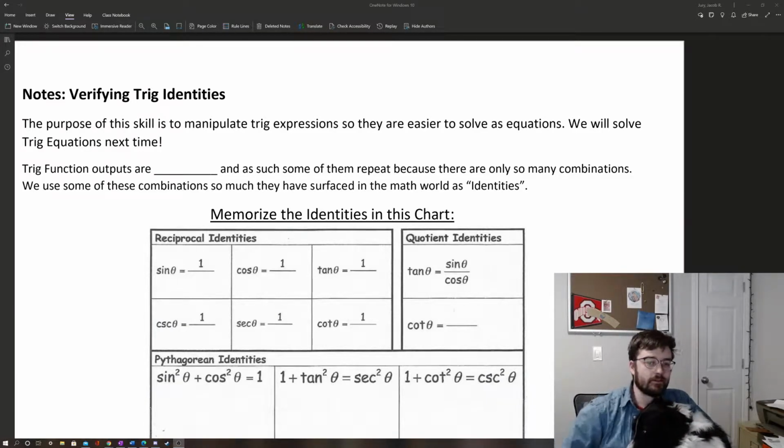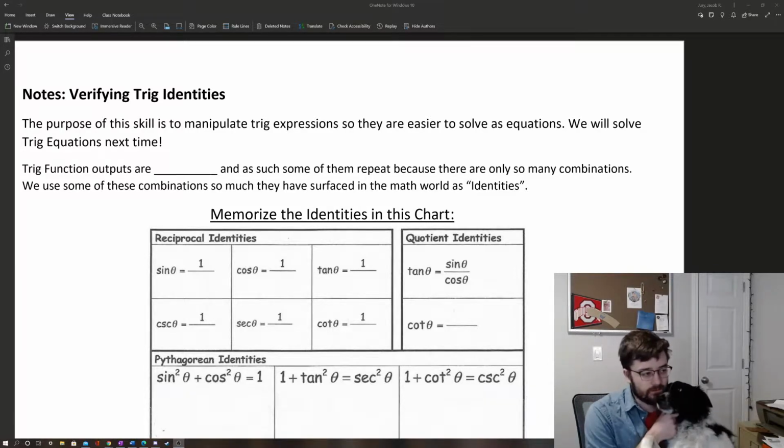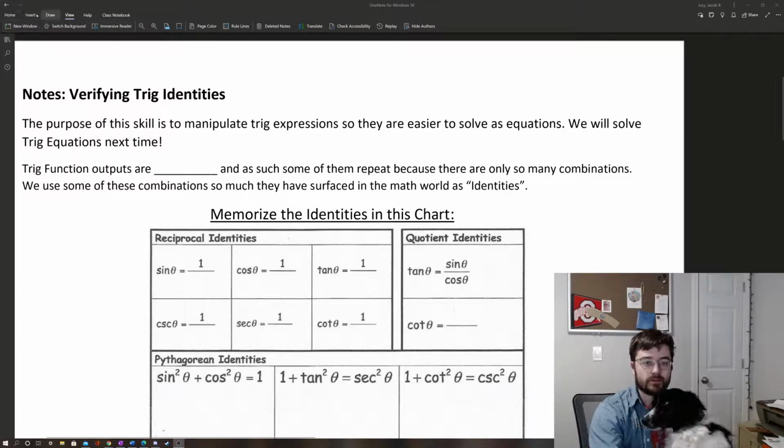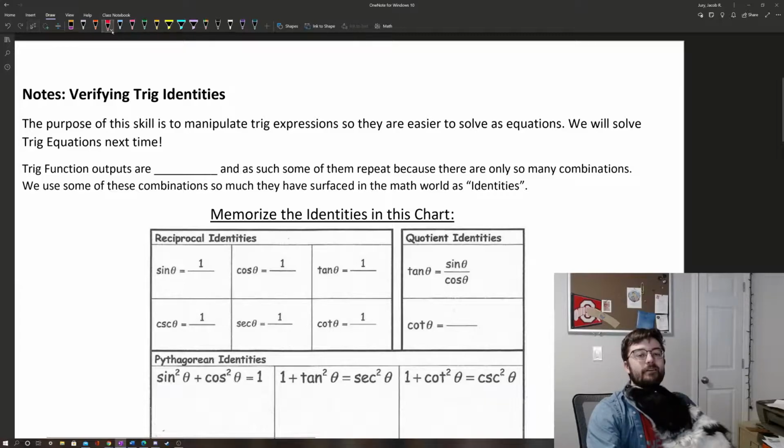Right, we are looking at verifying trig identities, and this is a pretty big skill for us. The purpose is to manipulate these trig expressions so they're easier to solve when we view them as equations. So we'll be looking at equations next time, and the trig function outputs, if you remember, are ratios. So they're ratios of sides.